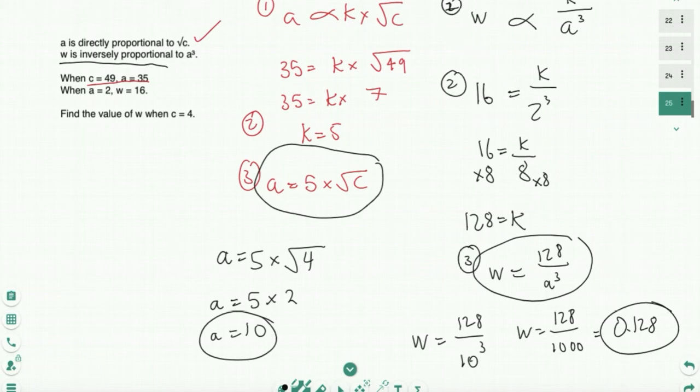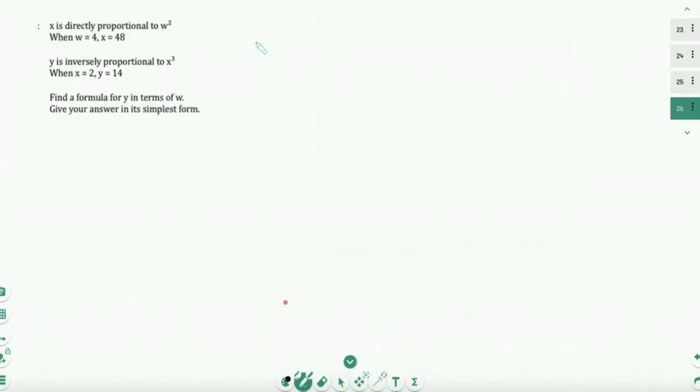We'll do one more question and I'll give you some problems to do, okay? And last question. Also similar to the last question, where there's a mix between direct and inverse proportion. Let's have a look. X is directly proportional to w squared. When w is 4, x is 48. Y is inversely proportional to x cubed. When x is 2, y is 14. Find the formula for y in terms of w.